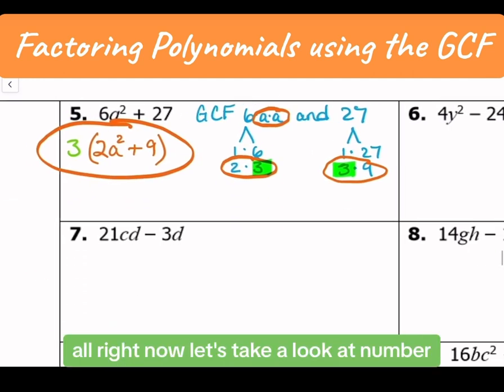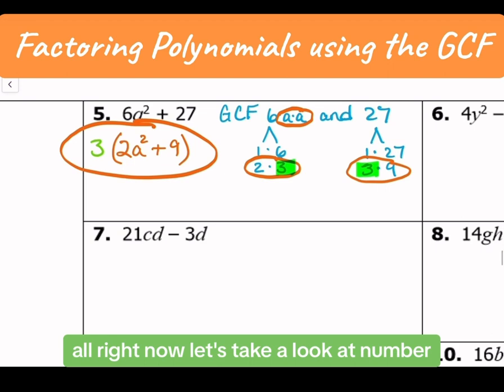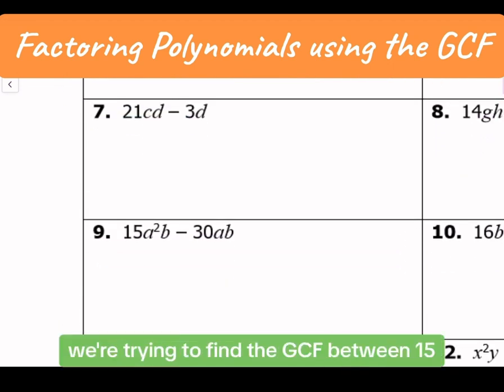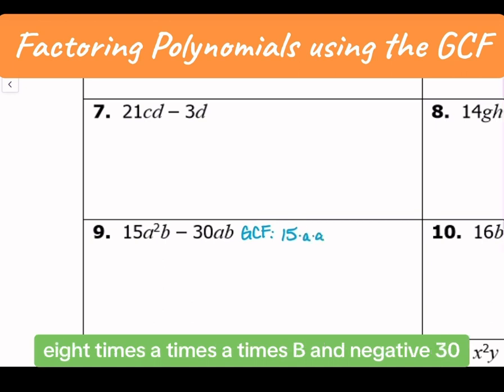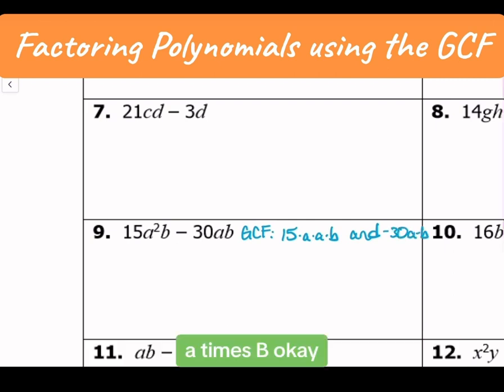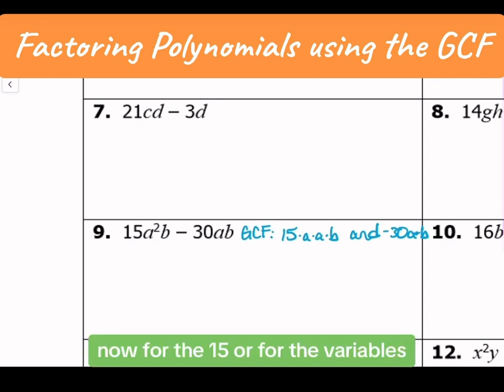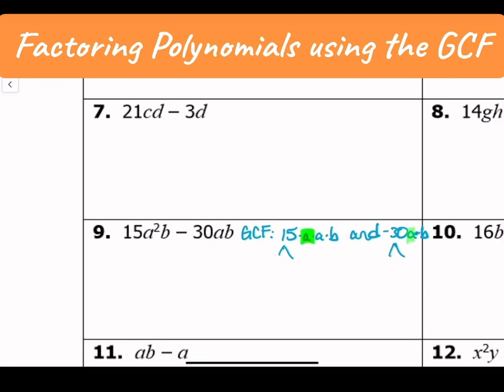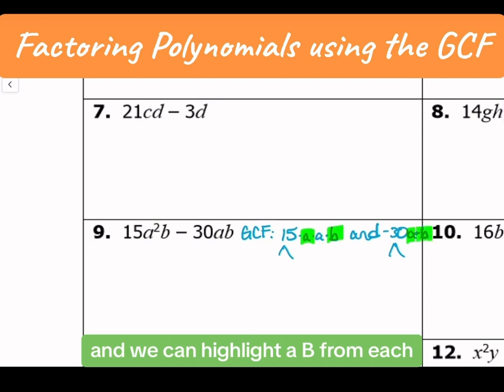All right. Now, let's take a look at number 9. So number 9, we're trying to find the GCF between 15 times a times b and negative 30 times a times b. Okay? Now, for the variables, we can see right away that we can take an A from each, and we can highlight a B from each.